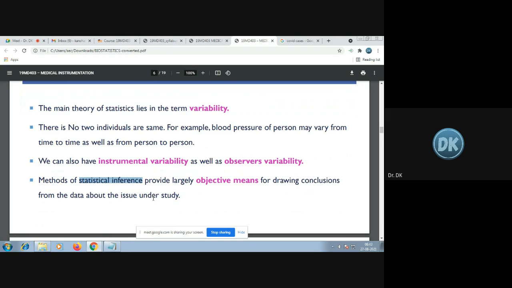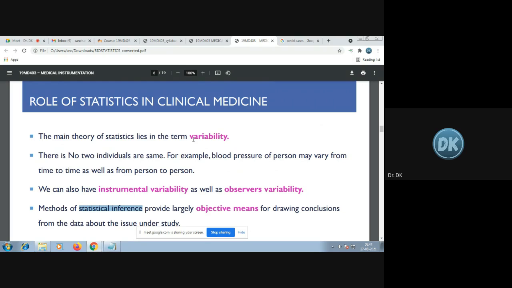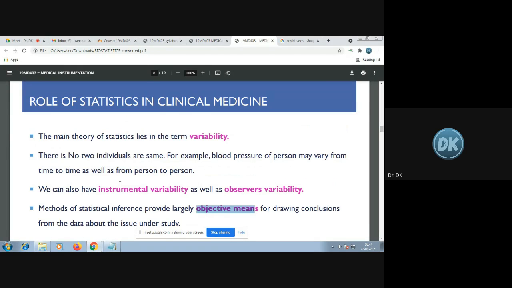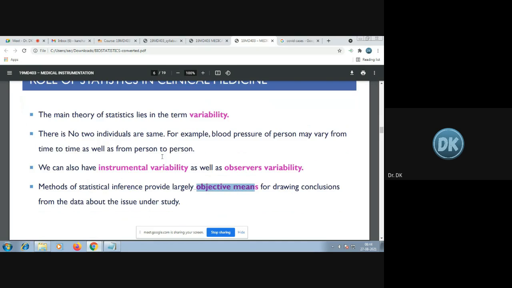So why statistics is important is that variability is the main concept, right? The signal is variable, the instrument will cause some variations, the observer will cause some variations. So when we use a statistical tool, that tool will help you provide an objective conclusion. An objective conclusion is based on the data alone. So how the ECG signal is varying, how it is repeated, all those things will be checked, and based on that you will say whether the signal is normal or abnormal. Okay, so that is how statistics is used in clinical medicine.